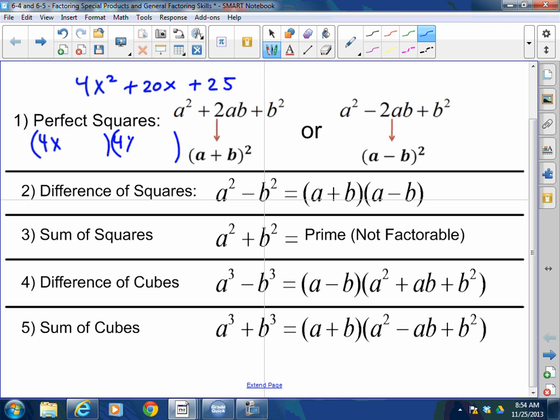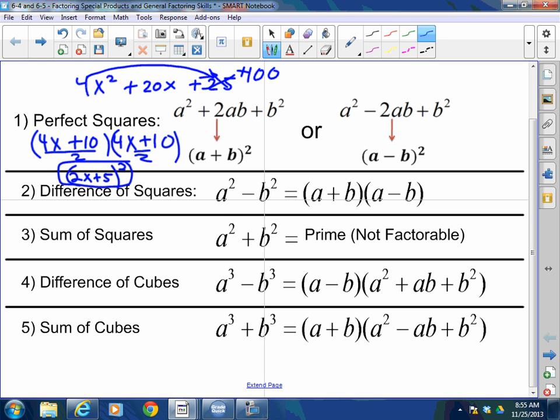4x, 4x. What's 4 times 25? What times what is 100, but when added together is 20? 10 and 10. It's positive. Artificial factor, so I'm going to have (2x + 5) squared, because they're both 2x plus 5. So worst case scenario, you don't need to memorize that. Isn't that great? That's a good thing.